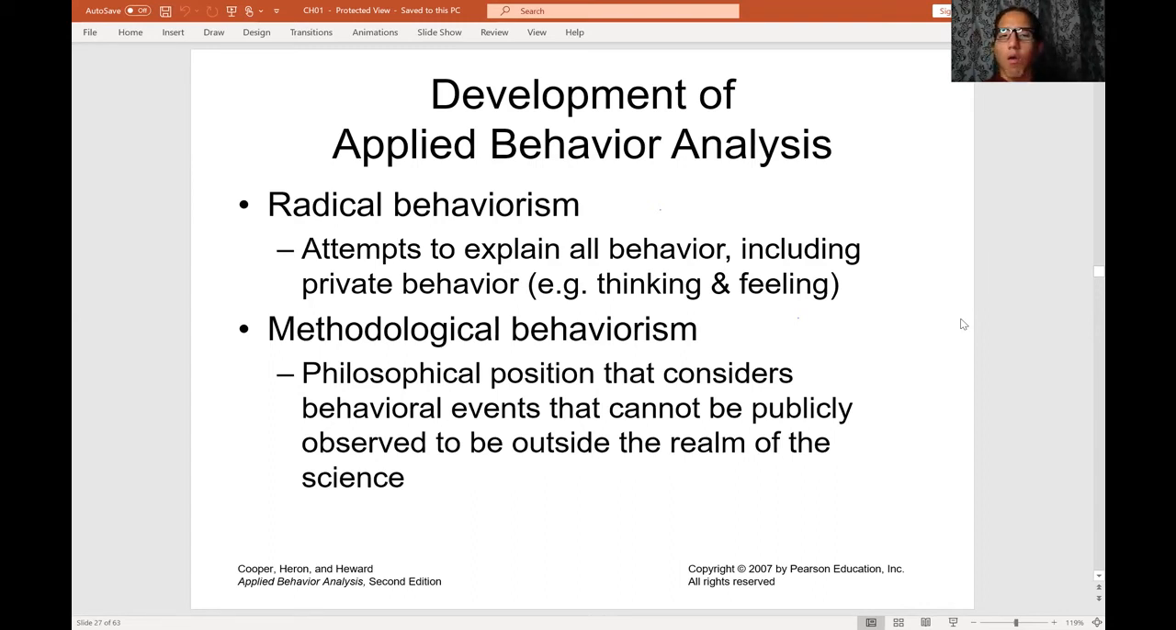But radical behaviorism attempts to explain all behavior. Methodological behaviorism is very different. They say if we can't observe it, it is outside of the realm of the science of behaviorism.